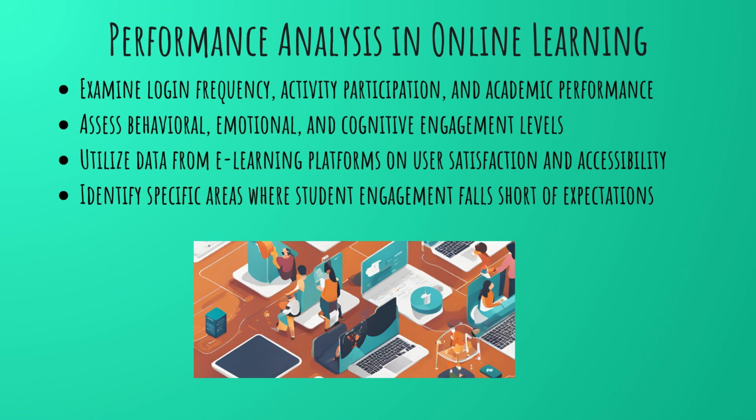Finally, identifying specific areas where engagement falls short allows us to target interventions effectively. For instance, if a student struggles with a particular type of content or activity, we can adapt the design or introduce additional support. By analyzing these metrics, we can create more engaging, accessible, and effective online learning environments, ultimately improving both student satisfaction and academic outcomes.